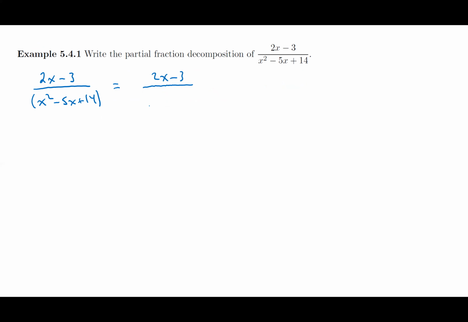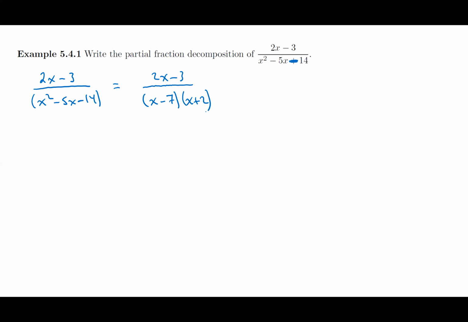Oh, I'm sorry, guys. This was supposed to be a minus 14. Sorry about that. So it's (2x - 3)/(x² - 5x - 14), and when I factor the denominator I get an x minus 7 and an x plus 2.